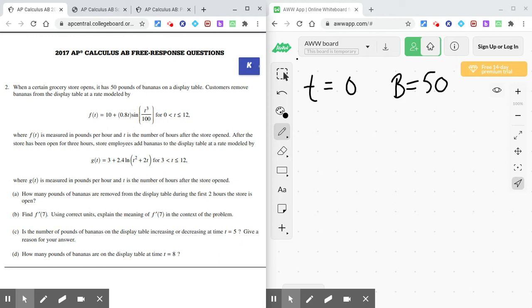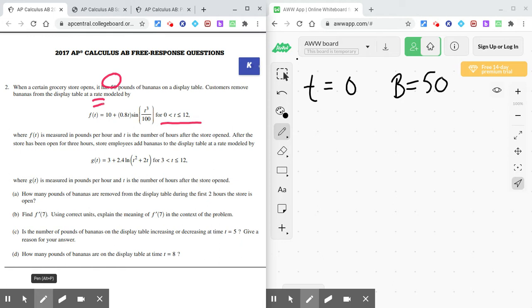All right. Customers remove bananas from the display table at a rate modeled by, and it's important to note that that's a rate, right? That's a big deal. So f of t is a rate at which customers are picking bananas from the display table, and that's going to be between 0 and 12. So I know this 50 is a big deal, and the fact that this is a rate is a big deal, and that's between 0 and 12. So from the beginning of when the store opens until maybe the end of the day or after it's been open for 12 hours, that's the rate at which customers are removing bananas. f of t is measured in pounds per hour, and t is the number of hours after the store opened.